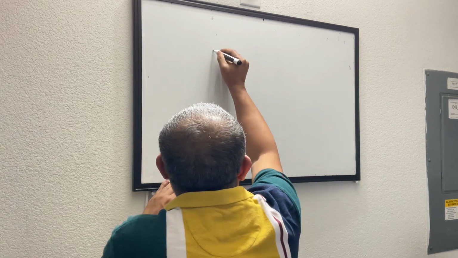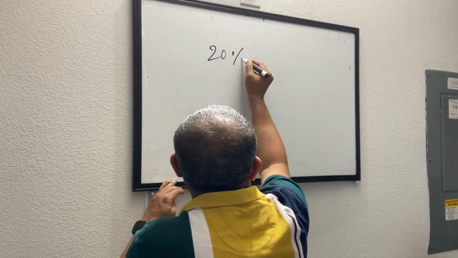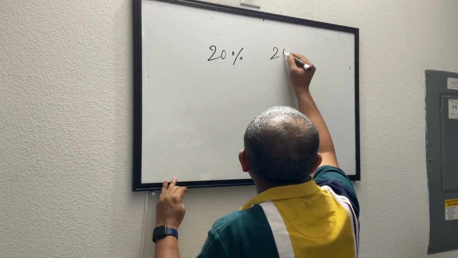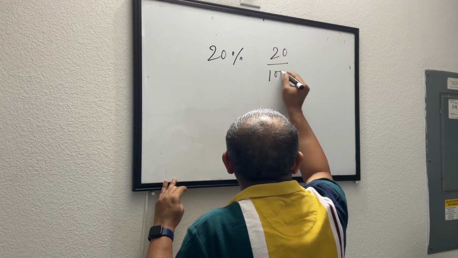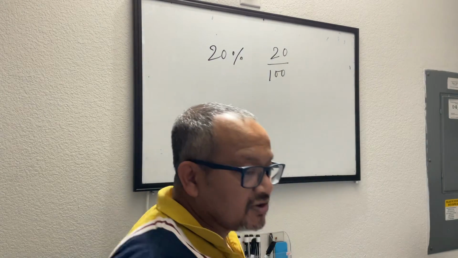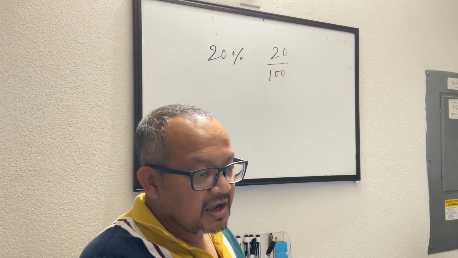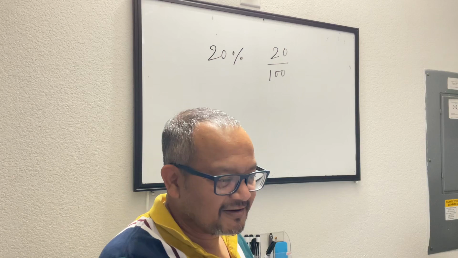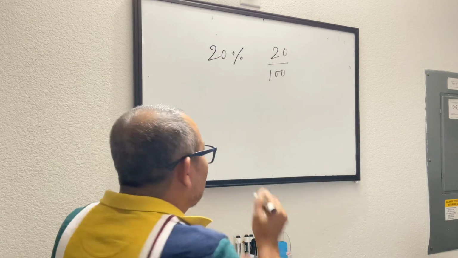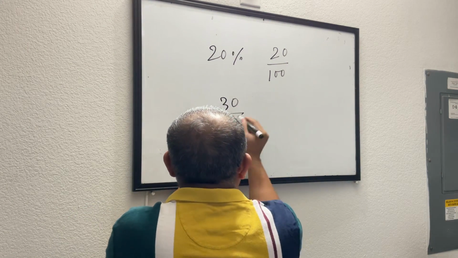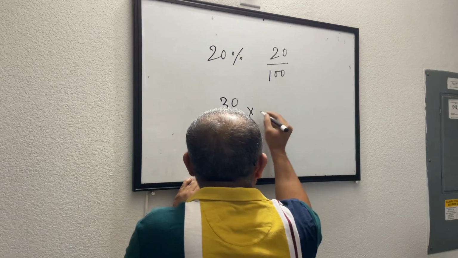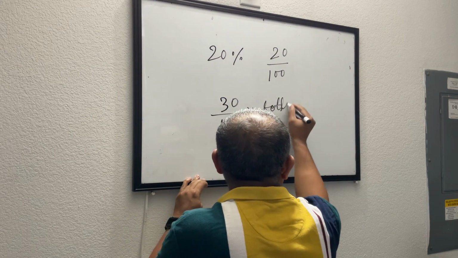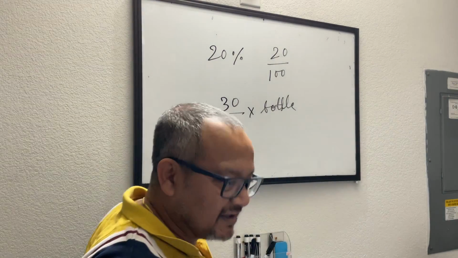Now look at it. If I say 20%, I'm saying 20 per century, or 100. That's it. So if somebody says, Manas will finish 30% of the bottle, that is 30% of bottle. This is English, not math.